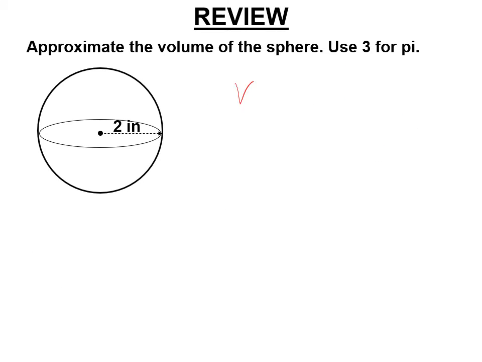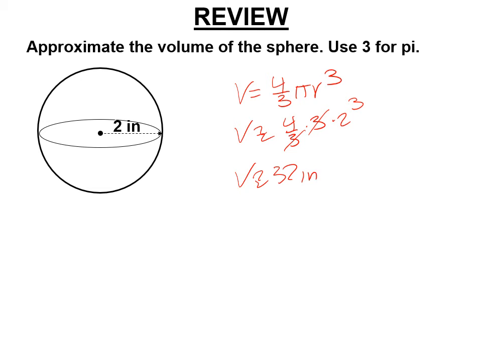Sphere, the volume of a sphere is the oddball. It's 4/3 pi r cubed, right? Because there's no height. And so we're going to use 3 for pi again, so we're going to approximate. And the radius is 2, so it's 2 cubed. Those cancel. 2 cubed is 8. 4 times 8 is 32. 32 cubic inches.